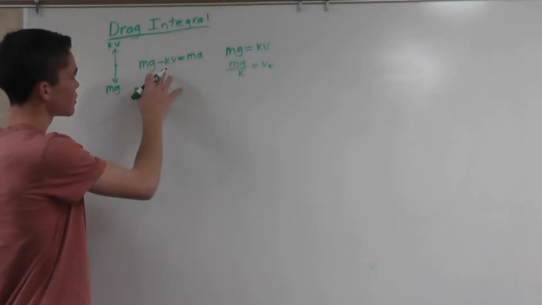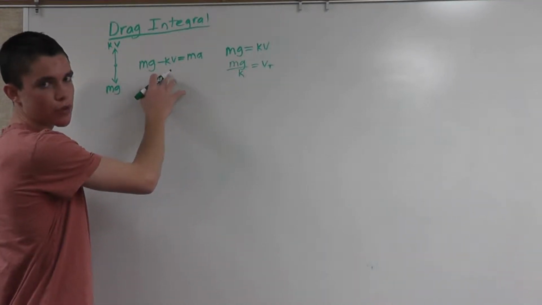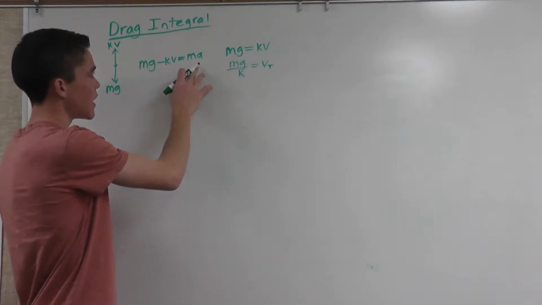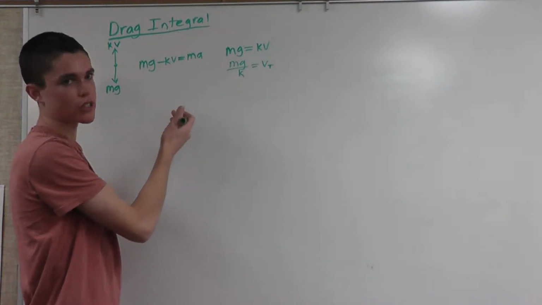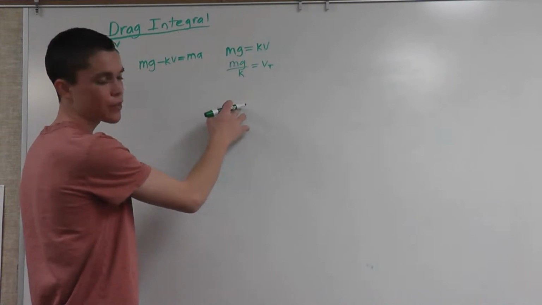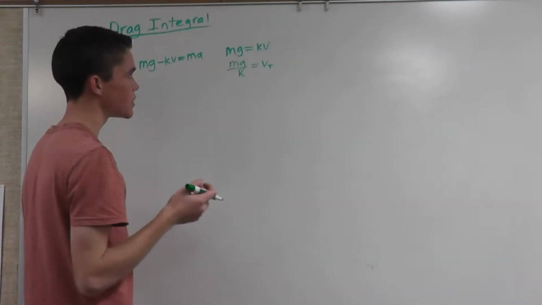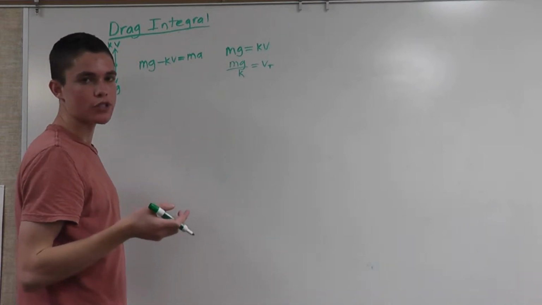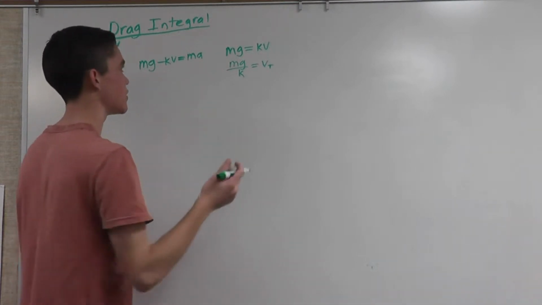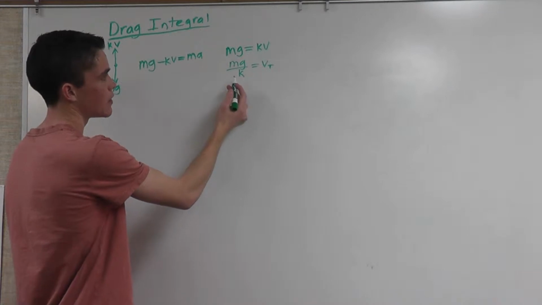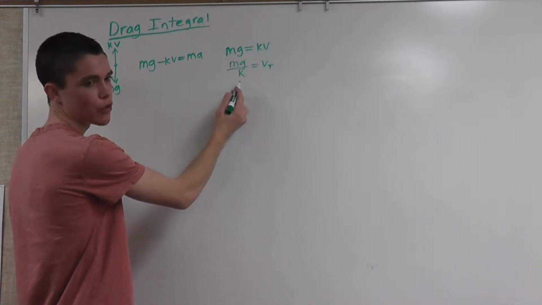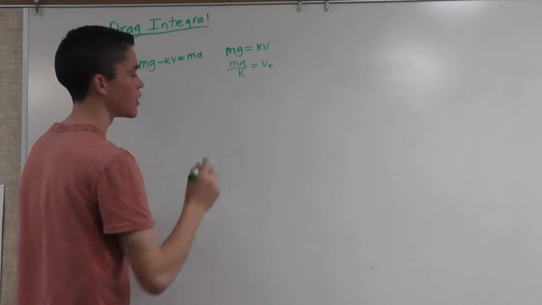When you subtract the drag force from the force of gravity, we get ma, a being the object's acceleration. Now, to find the terminal velocity, or when acceleration is 0, we set the drag force equal to the force of gravity, which I've done here, and we find that mg over k is equal to v terminal.